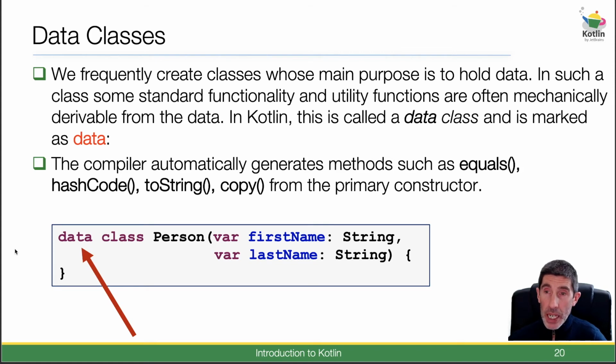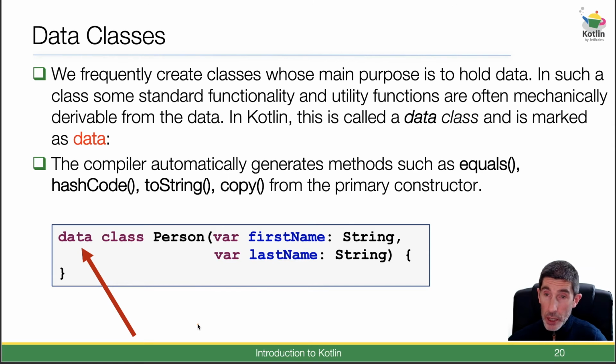The compiler automatically generates methods such as equals, hashCode, toString, and copy from the primary constructor. So that all gets generated behind the scenes the minute you prefix your class declaration with the keyword data, which is really handy. It's a very nice feature within Kotlin. In this example, we take our class person, which is what we used before, and prefix it with that single modifier, data. All of a sudden, our class person gets all those other methods by default, and is optimized for storage.